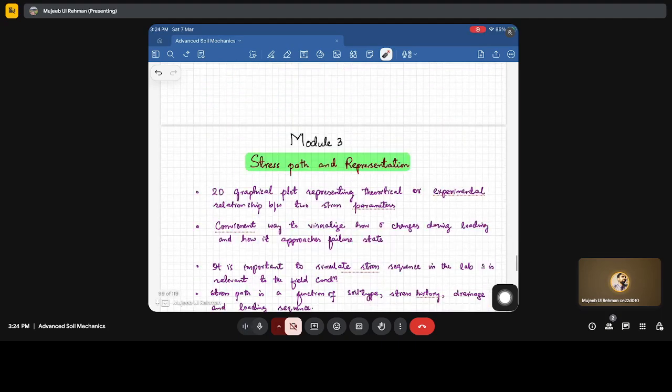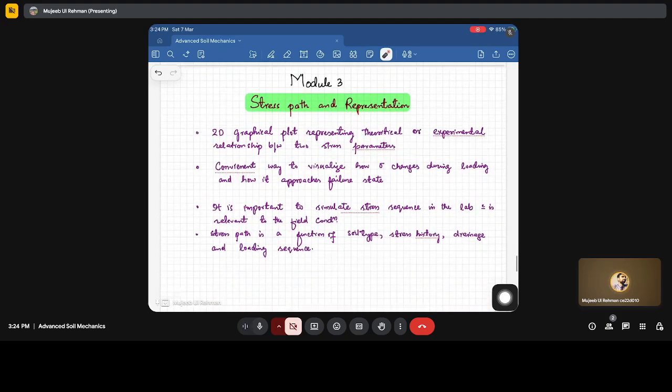Now in module 3, we have a new topic that we are going to discuss briefly: the stress path and its representation. What a stress path is and how we represent it. In module 2, you have seen that when we are loading the sample, the stress-strain response is like this, fine, or it can be this if it's NC.